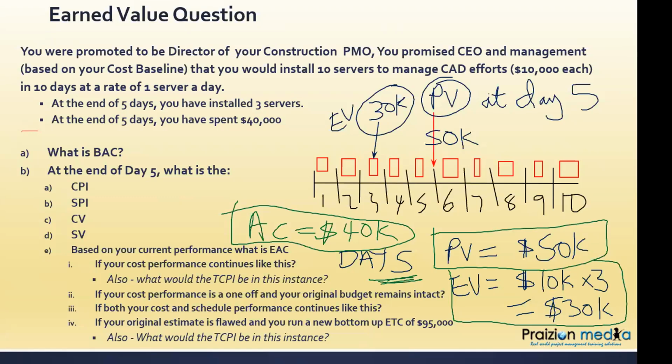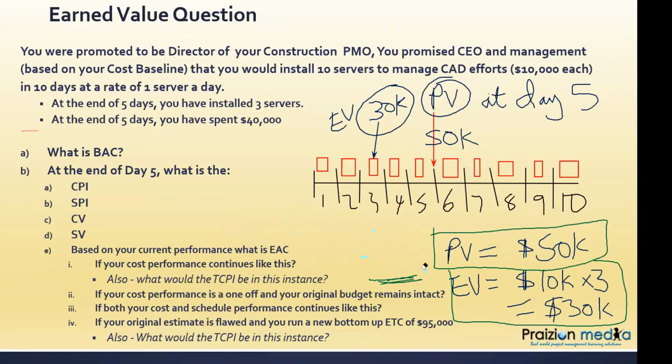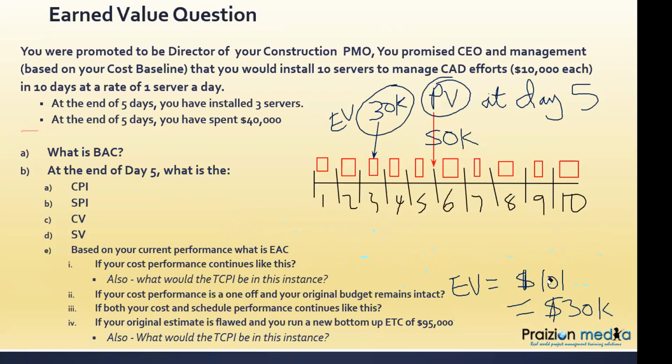All right. And you've got the SPI, you're going to need it. The CPI, you're going to need that as well. All right. So it says in option E, based on your current performance, what is EAC if your cost performance continues like this? So there are 4 EAC formulas, okay? I have to explain these to you. I'm going to take just a few moments to explain them, okay? So let me show these to you very quick.